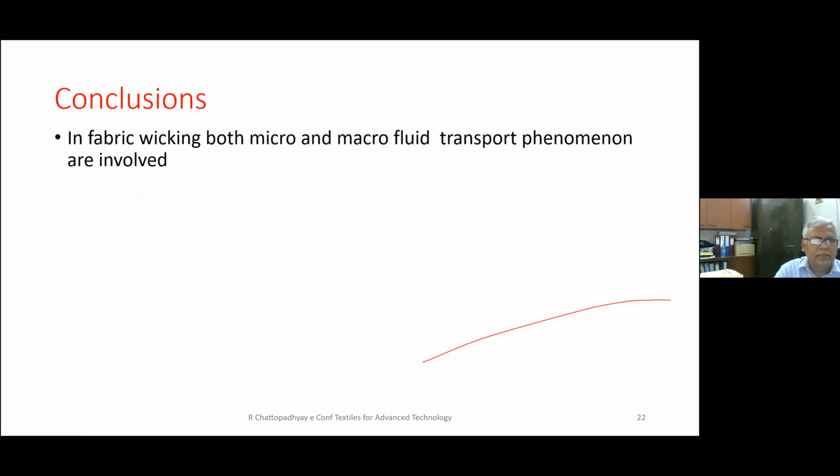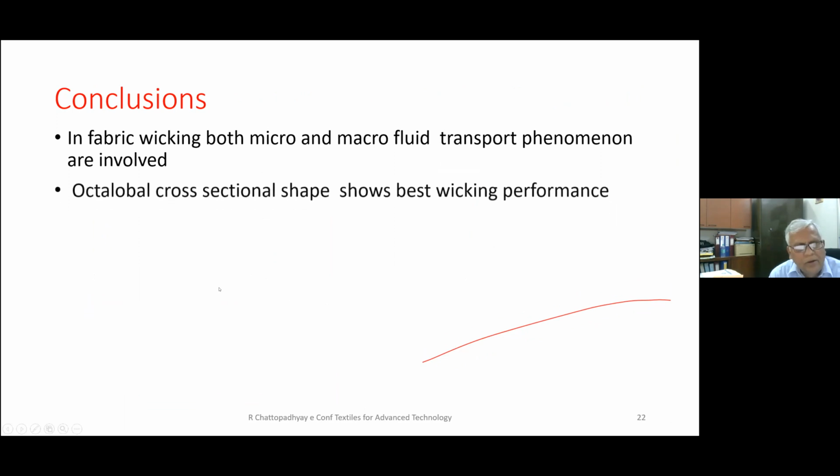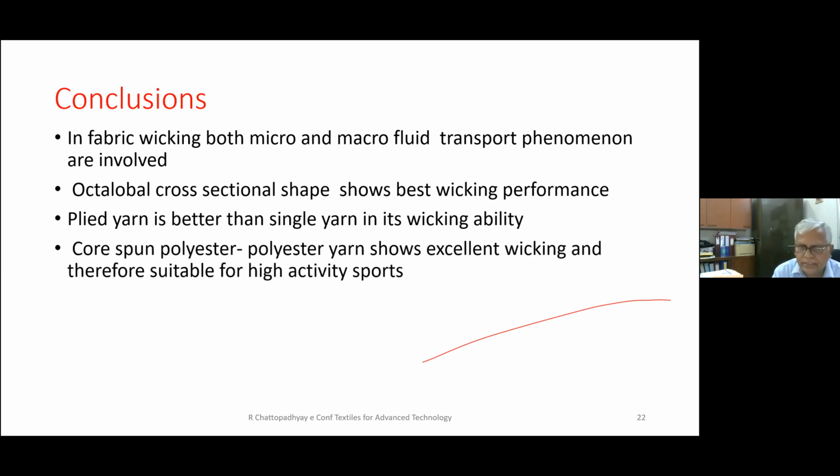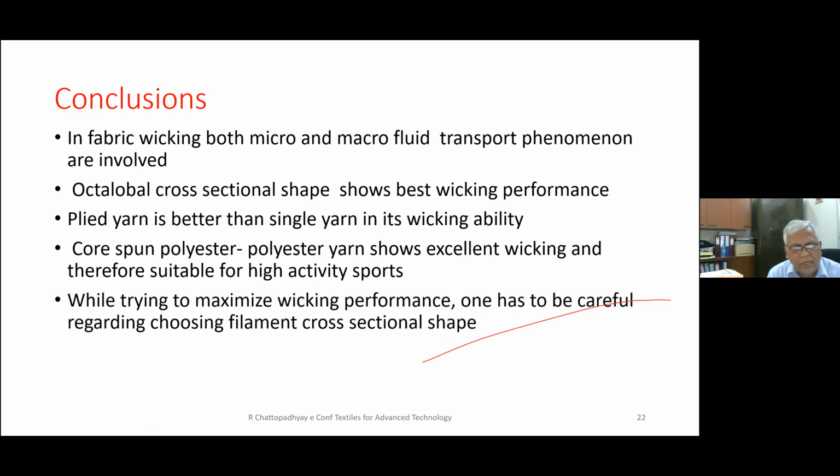So the conclusions now are that in fabric wicking, both micro and macro fluid transport phenomena are involved. Octalobal cross-sectional shape shows the best wicking performance when you compare octalobal, 4DG and hollow polyester fiber. The other thing is that plied yarn is better than single yarn in wicking ability. Core-spun polyester yarn shows excellent wicking and is therefore very suitable for high-activity sports where the person is going to sweat or perspire a lot, so this may help. And while trying to maximize wicking performance, one has to be careful in choosing the filament cross-sectional shape. We have to make sure that the channels on the fiber surface do not get blocked.